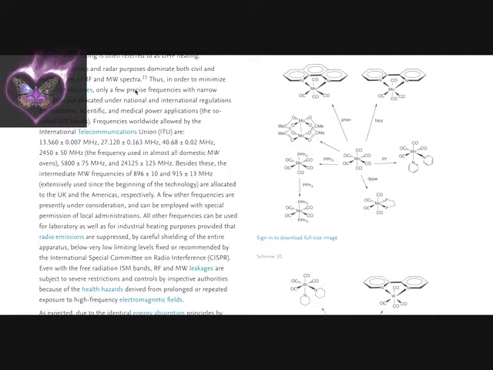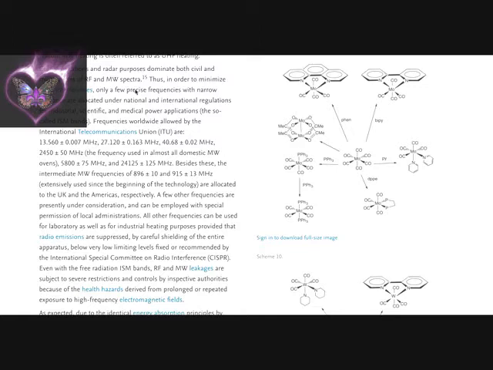All other frequencies can be used for laboratory as well as for industrial heating purposes, provided that radio emissions are suppressed by careful shielding of the entire apparatus below very low limiting levels fixed or recommended by the International Special Committee on Radio Interference. Even with the free radiation ISM bands, RF and microwave leakages are subject to severe restrictions and controls by inspective authorities because of the health hazards derived from prolonged or repeated exposure to high-frequency electromagnetic fields.